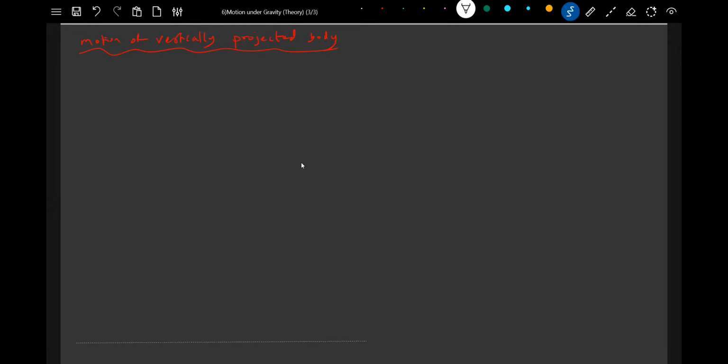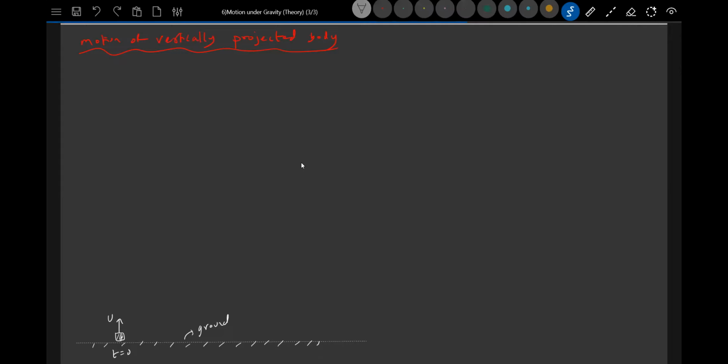Here I'm going to project a stone. Let me take a stone or a ball. I'm going to project it with a velocity u. This is at t equal to 0. I'll project with a velocity u from the ground. You just take some stone and throw it vertically up, or throw a ball. So this object can be a ball or a stone.